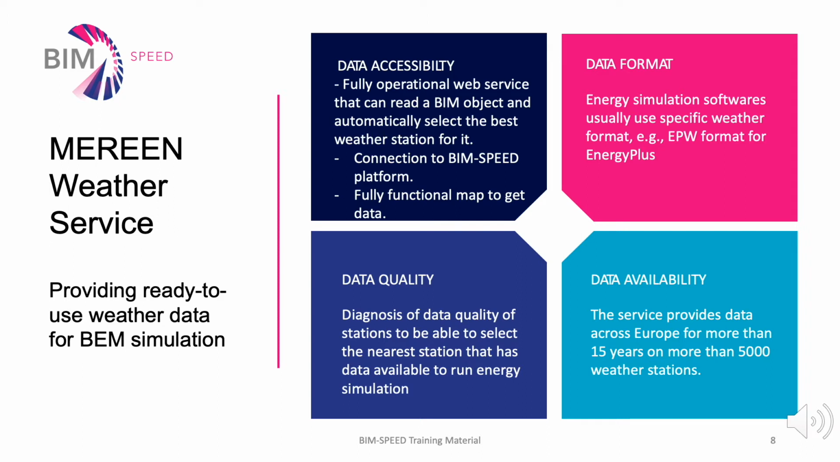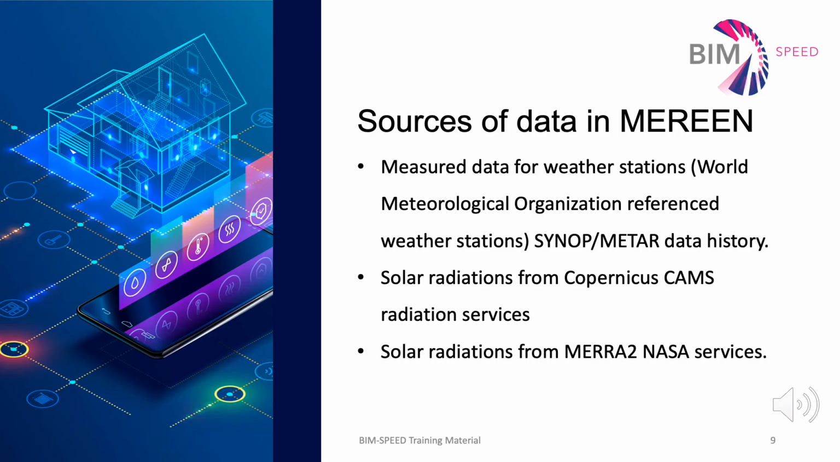And the last feature is the data availability. Mereen Weather Service provides data across Europe for more than 15 years and more than 5,000 weather stations. Different sources of data are combined to provide these datasets, which includes measured data from World Meteorological Organization weather stations, and solar radiation from Copernicus and the NASA radiation services.